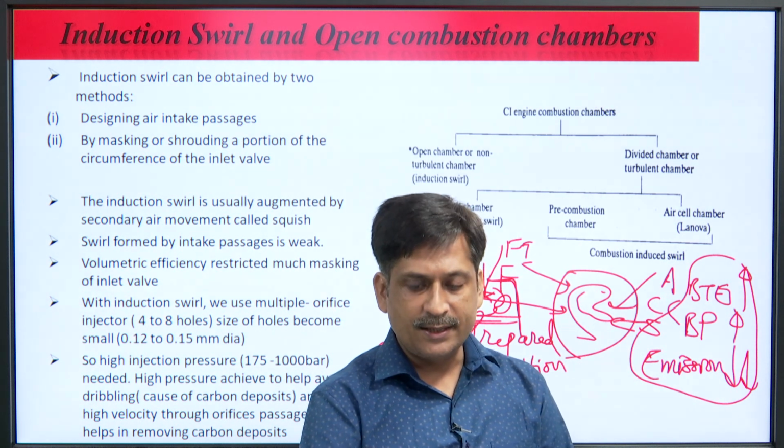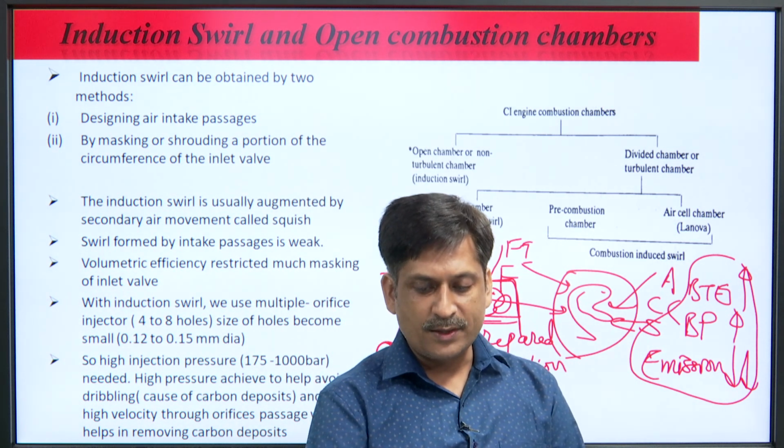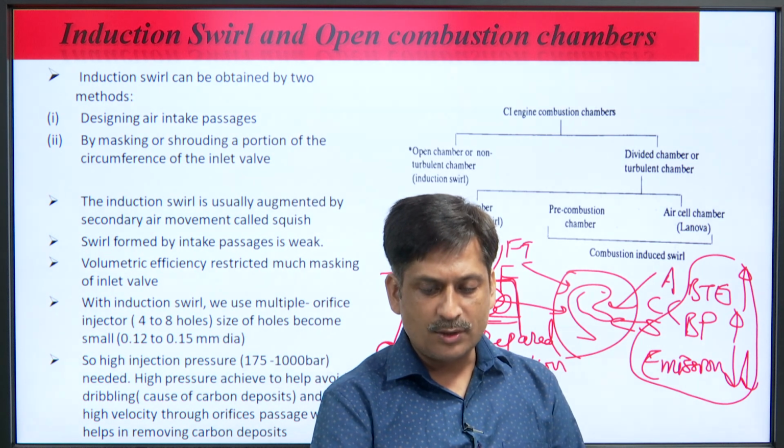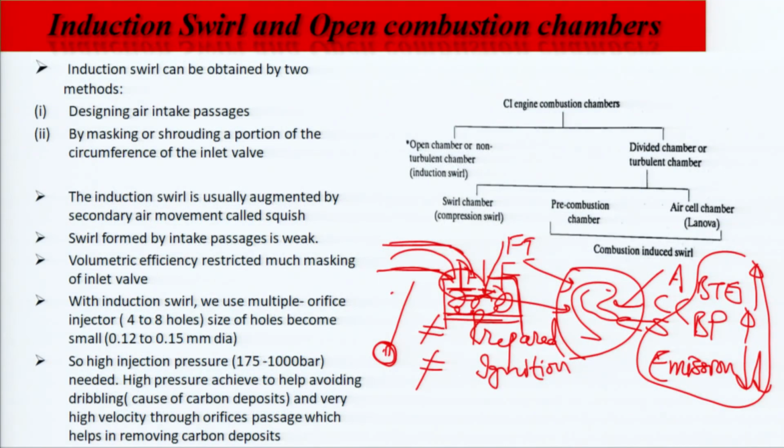Now, the second comparison criterion. You can see from here that the CI engine combustion chamber is divided or typed as open chamber type or non turbulent type, called induction swirl, and the second type is the divided chamber type. And this divided chamber type is further divided into three parts. Compression swirl means the organized movement is given by the compression, because first air is sucked through the induction system. So, you can properly design the induction system inlet valve, that comes into the category of induction swirl, the first type.